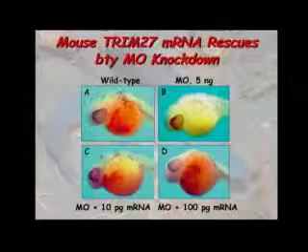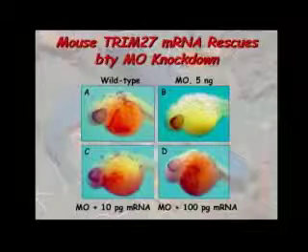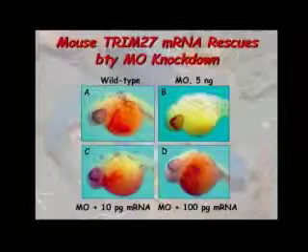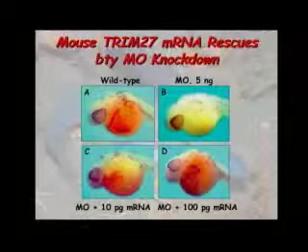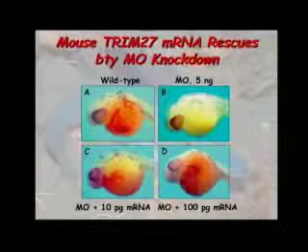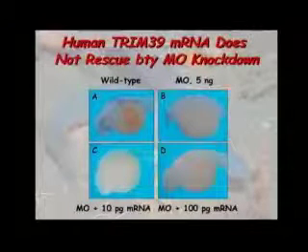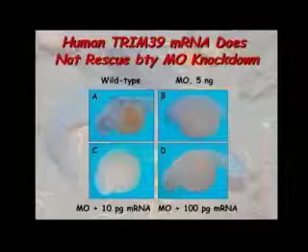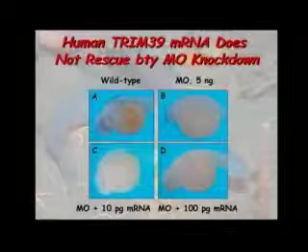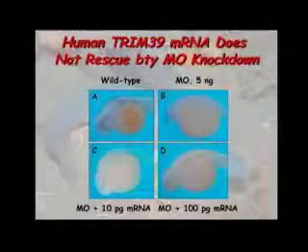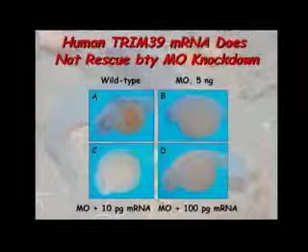Now the question is, which of the mammalian trims corresponds to bloodthirsty? In this experiment, we've done the same thing as we did in the previous one, but we're going to try to rescue with mouse trim 27. And as you can see from the bottom two panels, the morpholino knockdown can be rescued by trim 27. If we use human trim 39, which is basically identical to mouse trim 39, we don't see rescue. Panels C and D have no blood visible and are just like the experimental knockdown shown in panel B.